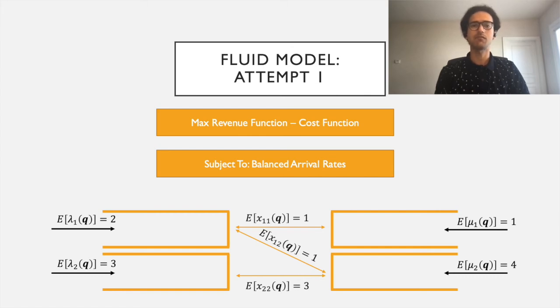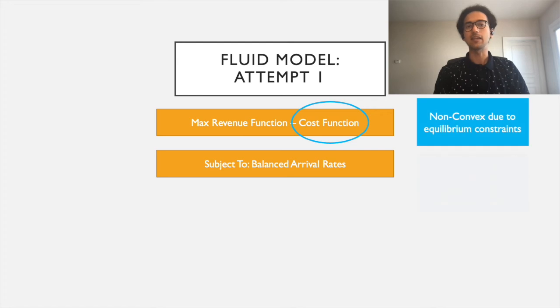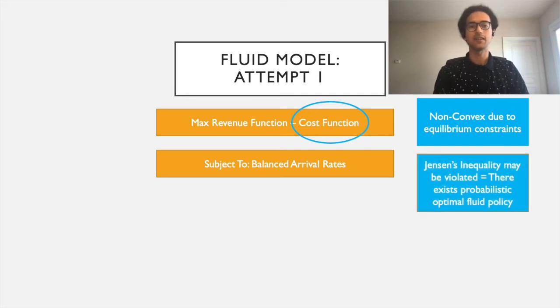A key observation we made is that such a fluid model may not be guaranteed to provide an upper bound on the maximum achievable net profit under a stochastic pricing and matching policy. This is mainly due to the non-convexity of the cost function. In particular, the equilibrium constraints that are used to define the cost function lead to non-convexity. Due to this, Jensen's inequality may be violated, which can be interpreted as the existence of a probabilistic pricing policy which results in a higher profit.